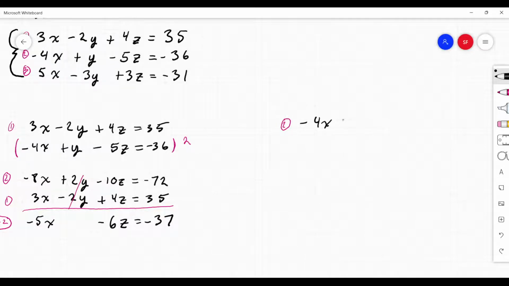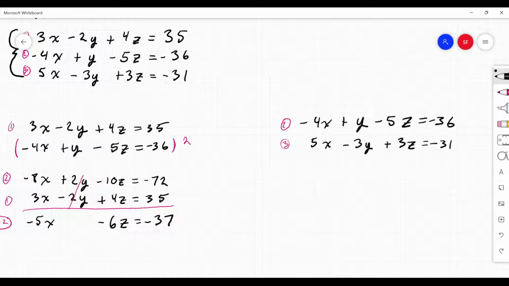Negative 4x plus y minus 5z equals negative 36. And then equation number 3, which is 5x minus 3y plus 3z equals negative 31.